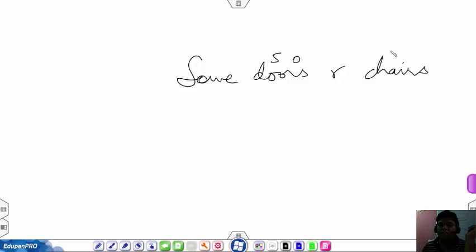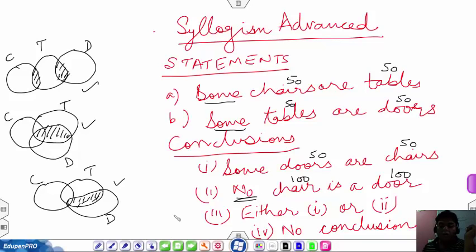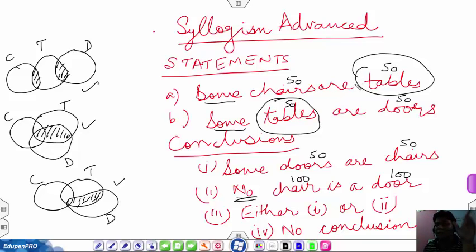It's dealing with doors and chairs. Let's go back. Some doors and chairs. So doors is here, chairs is here. So that means I need to combine the statements. And once I need to combine the statements, I need to look at the common word, as we discussed in the last video. The common word is tables, right?